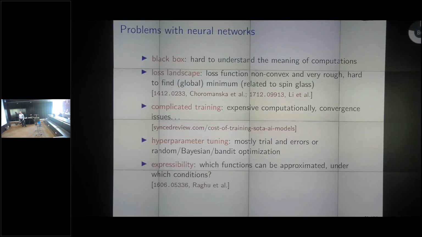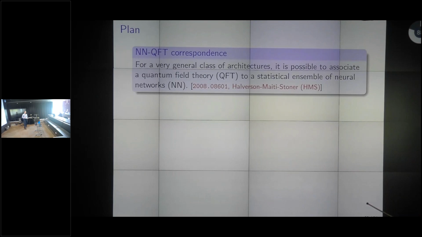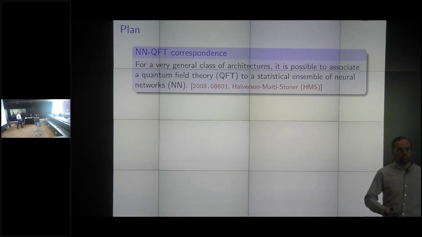I just want to say that, overall, we know that neural networks are very hard to train. It's a black box, and it can be very expensive, like if you think in terms of GPT, where you need months of training to get something. So the idea would be to use tools from physics to try to improve the training time, in particular the hyperparameter selection. There is this neural network QFT correspondence, which says that if you take a statistical ensemble of neural networks, you can associate a QFT. So you can extract much information about this ensemble directly from the QFT. You don't have to do the training or hyperparameter selection. You can do this computation on the QFT side.